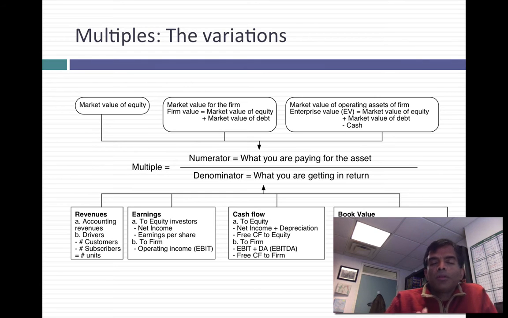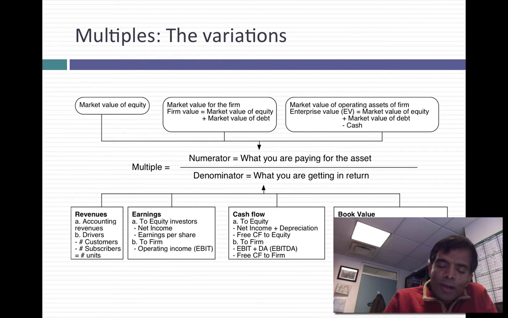So let's start with multiples. The best way to think about multiples is a numerator and a denominator. In the numerator, you can have one of three numbers. You can have the market value of equity, or market cap, price per share. You can have the market value of the firm, which is market value of equity plus market value of debt, though people cheat and use book value of debt. Or you can use enterprise value, which is market value of equity plus market value of debt, people cheat and use book value of debt, minus cash. And they're all estimates of what the market is paying for either all of the equity, the entire firm, or the operating assets of the firm. So the numerator is always a market number.